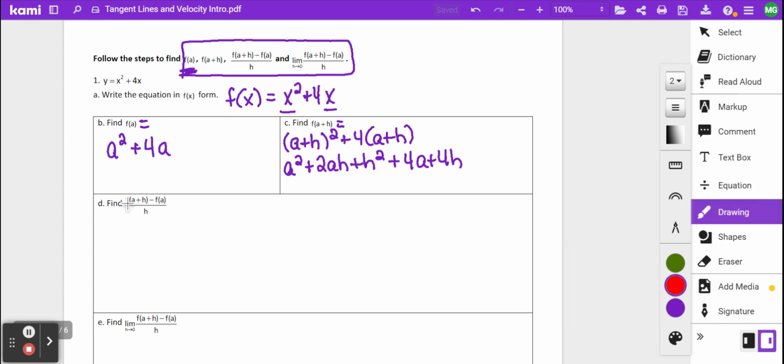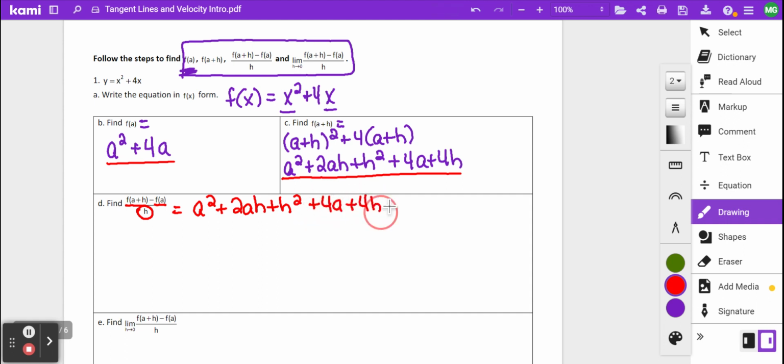And now what we're going to do is we're going to take f of a plus h, which is this, minus f of a, which is this, and divide it by h. So it's going to look something like this. I'm just copying this f of a plus h. Kind of did it ahead of time, so we could just copy it. Now it tells us to subtract f of a. So we're going to subtract a squared plus 4a. And we're going to divide all of it by h.